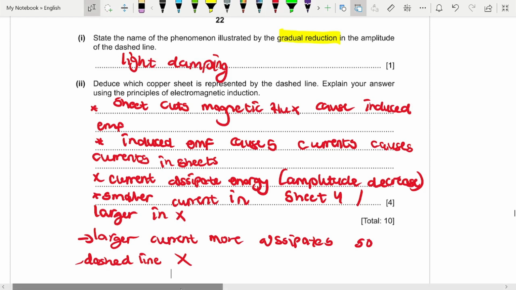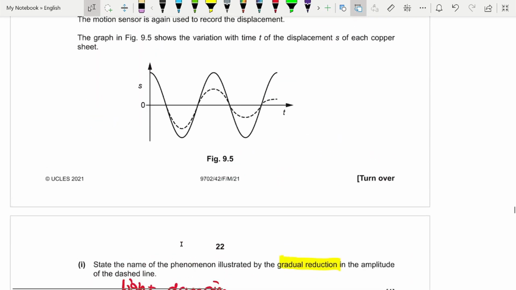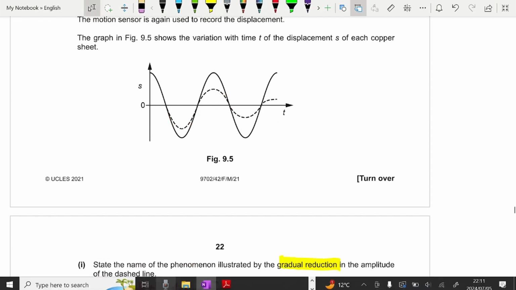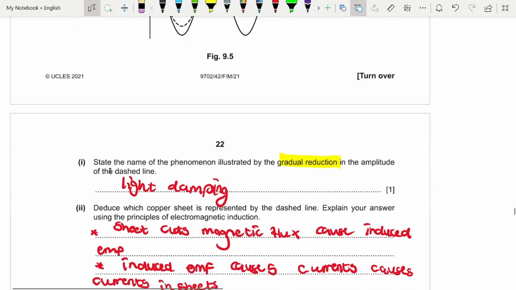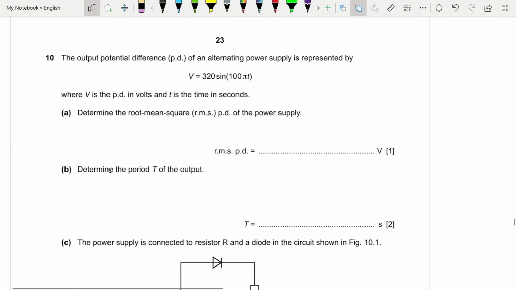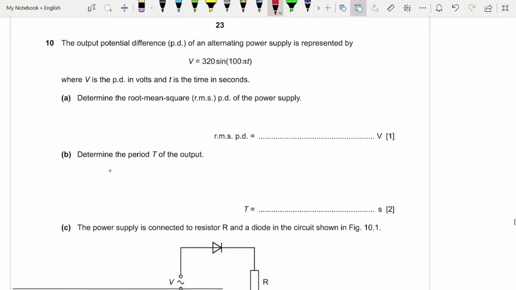The smaller the current you have, the smaller the dissipation. The larger the current, the greater the dissipation. So there is more dissipation in X. So the dashed line that's going to dampen is going to be X, because more of the energy is being lost. It's going to have a gradual reduction in the amplitude, a gradual reduction in the amount of energy.